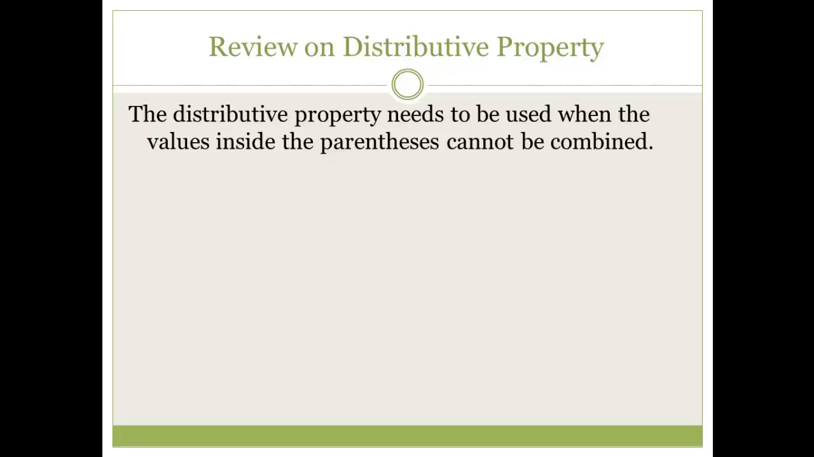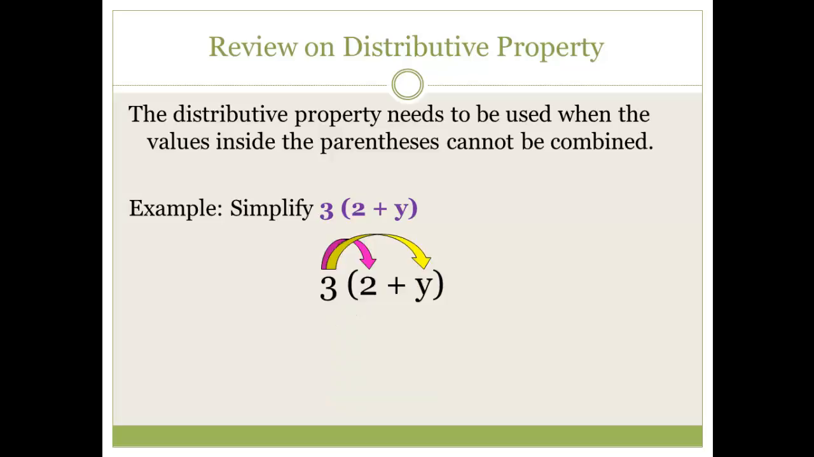When there is a coefficient on the outside of parentheses, we have to distribute the number to every term inside the parentheses. In this example, we have a number 3 on the outside. We then have to multiply 3 to both terms on the inside. This will give us 3 times 2 plus 3 times y, which is equal to 6 plus 3y.